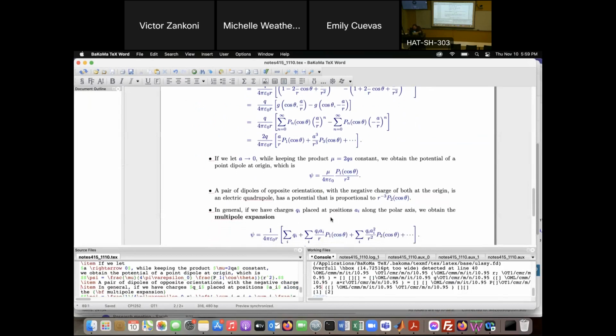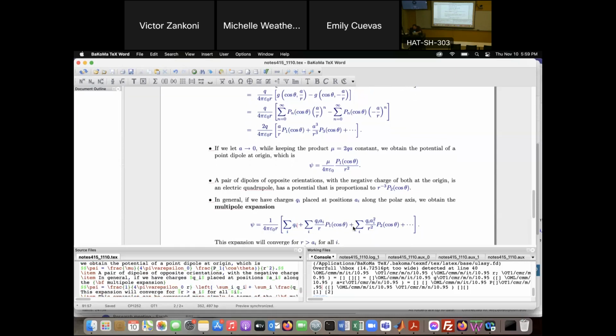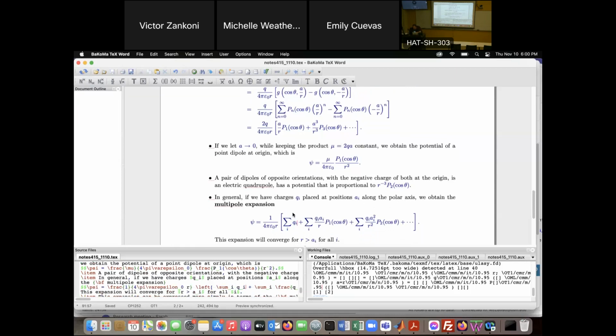More generally, if we have several charges placed at different positions, but still along the polar axis, the z-axis, then this is what we get in general. We have the sum of the charges as the first term in square brackets, and then the charges multiplied by a_i with a first degree Legendre polynomial. Keep in mind the zero degree Legendre polynomial is just 1. So all the terms have the same form: sum of q_i times a_i to a power, times the Legendre polynomial of that degree in cosine theta, divided by r to that same power.